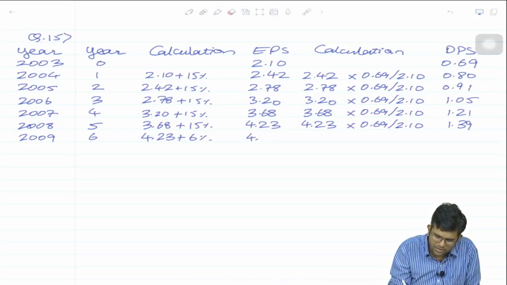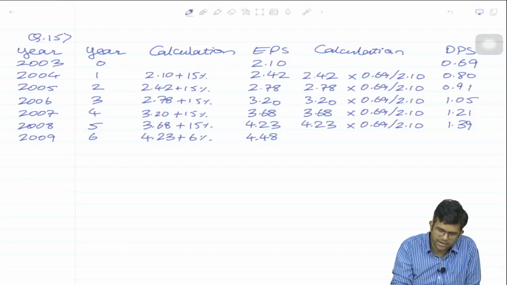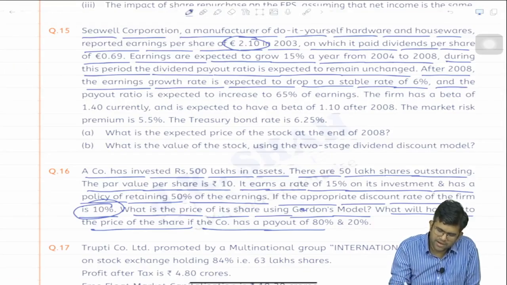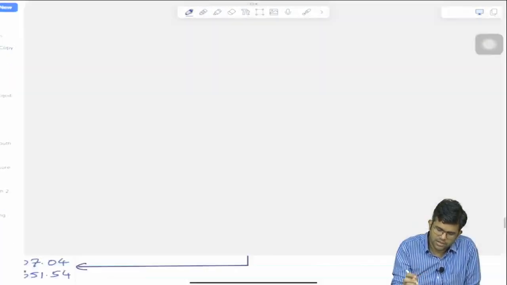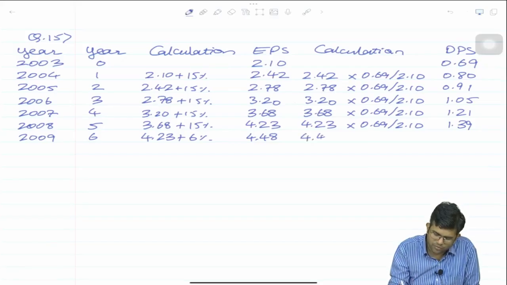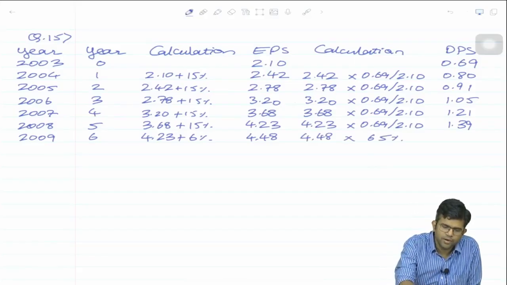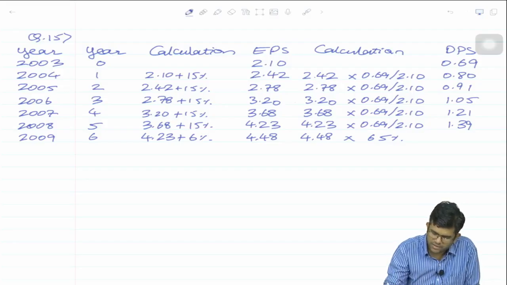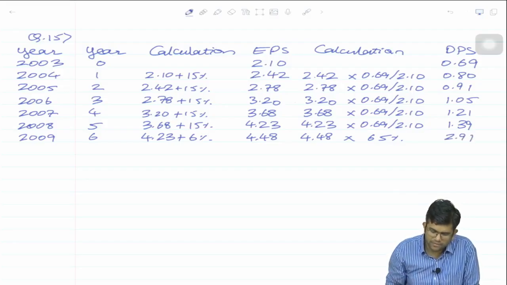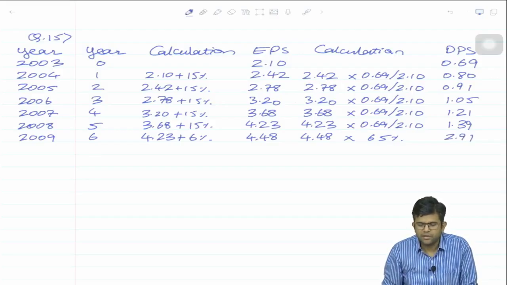4.48 will now be the new EPS, 4.48, and then they are saying, and the dividend payout will increase to 65% of earnings. So whatever will be my EPS, 4.48 into 65% will be the new dividend. Everybody clear? Into 65%. So 4.48 into 65%, 2.91 will be the dividend of year 6. And do you realize from here it's going to grow at a stable rate of 6%.